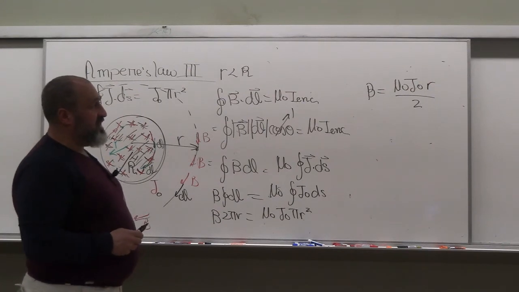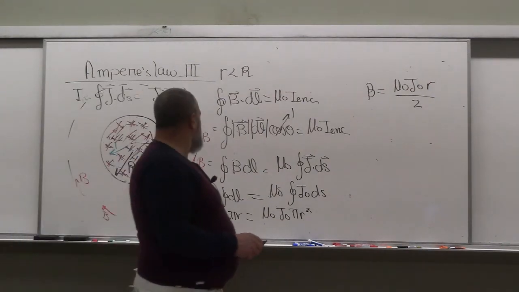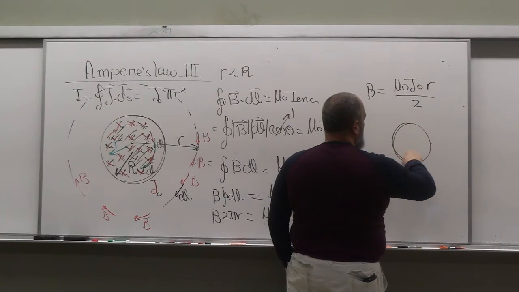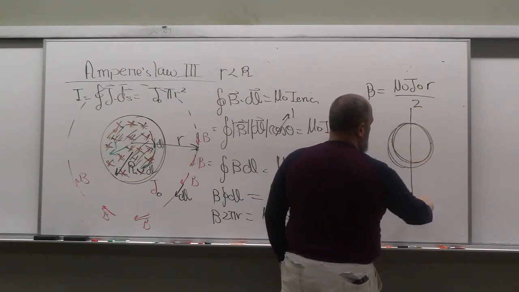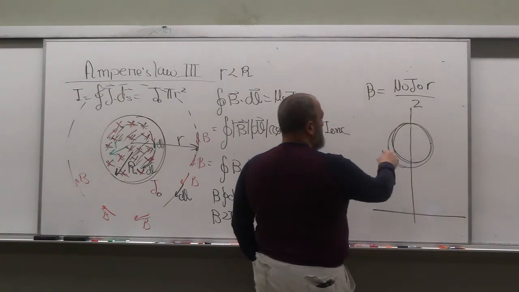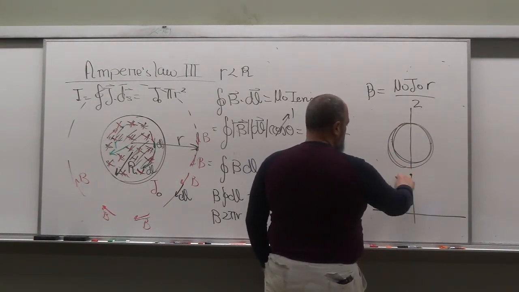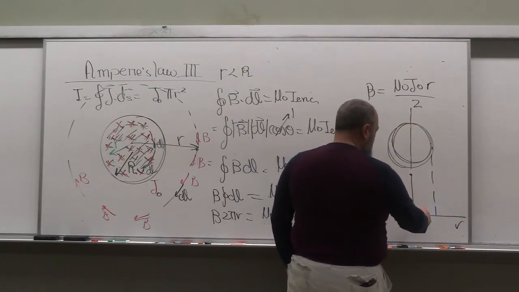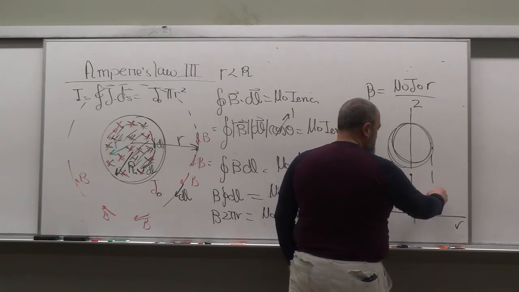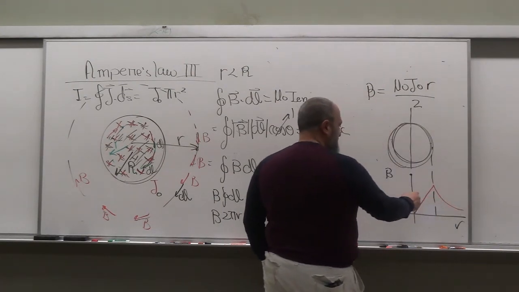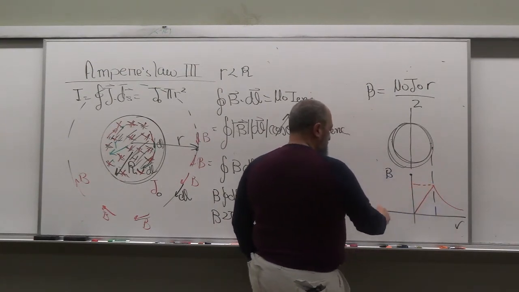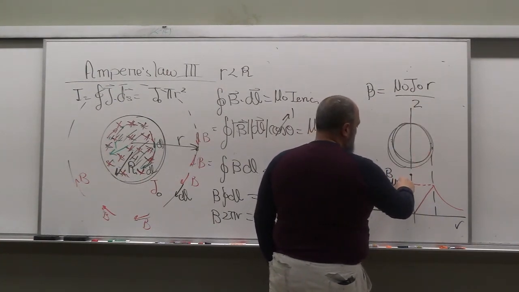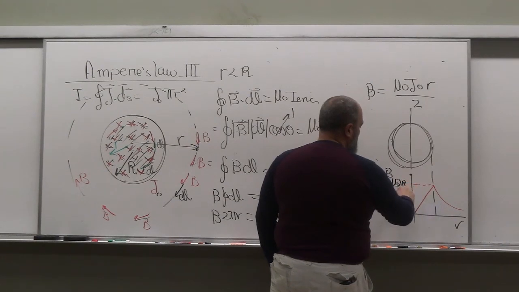So what do we get from that? If I was to plot the field as a function of r, so this is my conductor, and I'm going to set up my coordinate system so that I plot the magnitude of B as a function of r. It's going to grow linearly in this region until it reaches here, and then it's going to go as 1 over r. And you should really label that this value is what? That is the value of the field at r equal to capital R. That's equal to mu naught J naught R over 2.